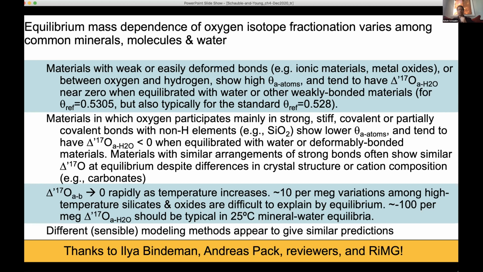Whereas if you have a material in which oxygen is mostly participating in very strong, stiff, and ideally covalent or partially covalent bonds, think things like carbonate, carbon monoxide, silicates, those will typically show lower equilibrium slopes and tend to have cap delta O17s markedly less than 0 when in equilibrium with water vapor at relatively low temperatures especially.